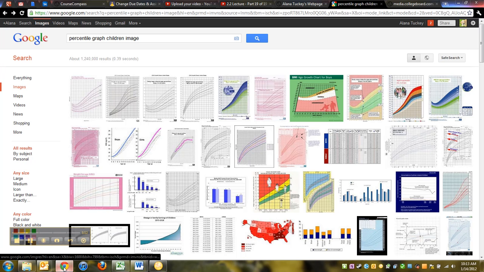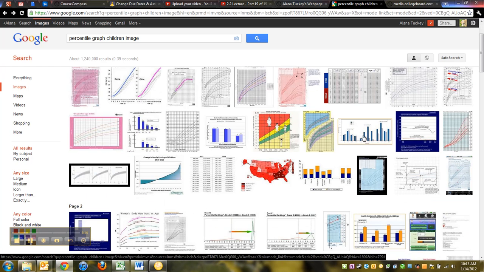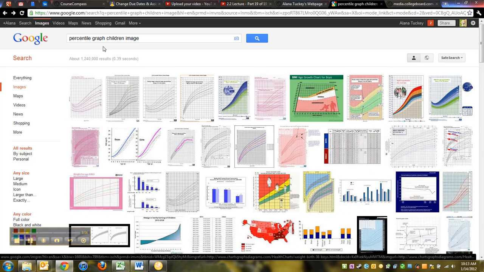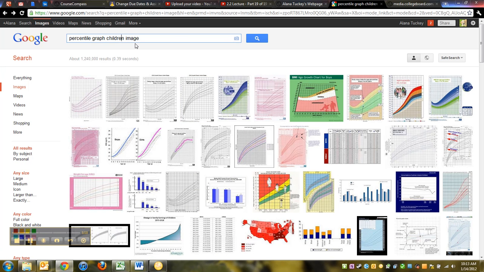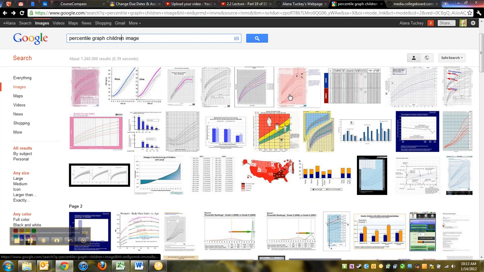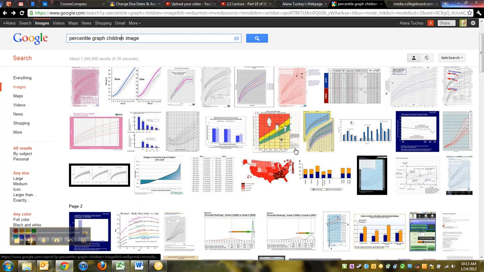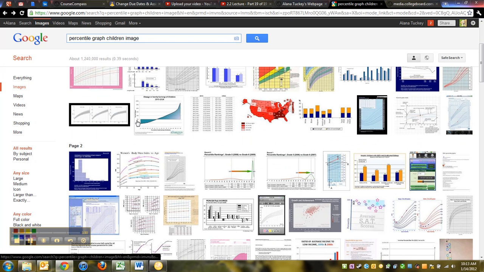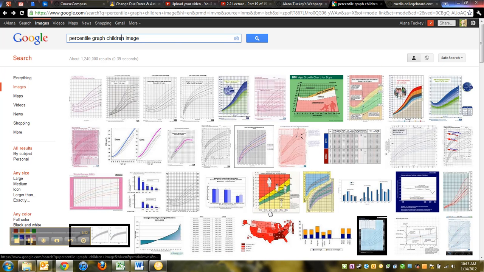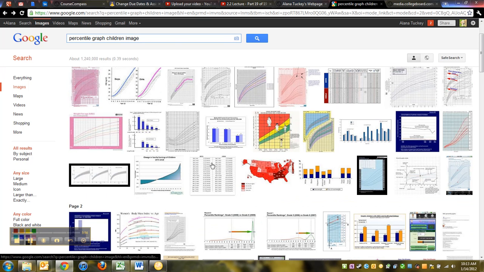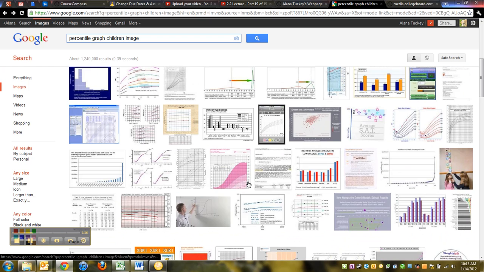And let me just show you some of the images. So all I looked up was percentile graph, children. And hello, weight and growth charts for children. They're all percentile graphs. They are literally every one of these on this page practically. Not that one, but most of the rest of them, they're ogives, right? On this one, it's actually the table to make an ogive and some others, right?